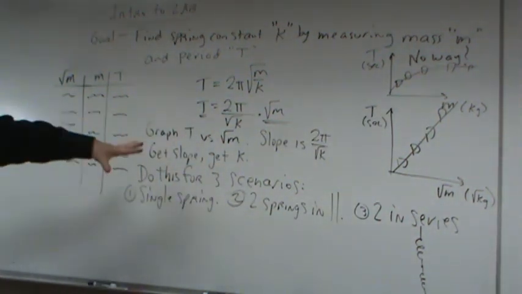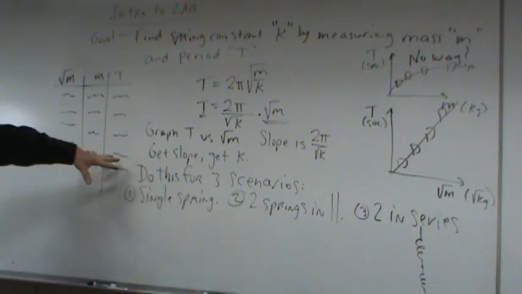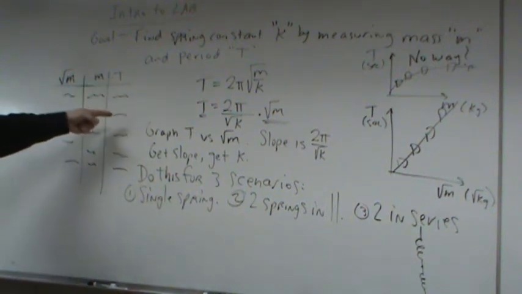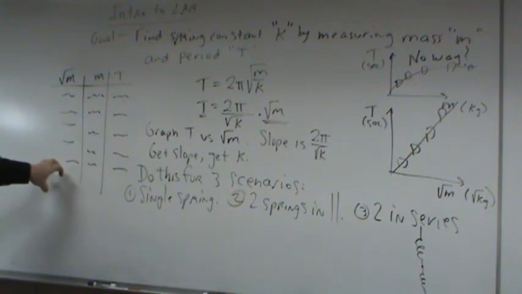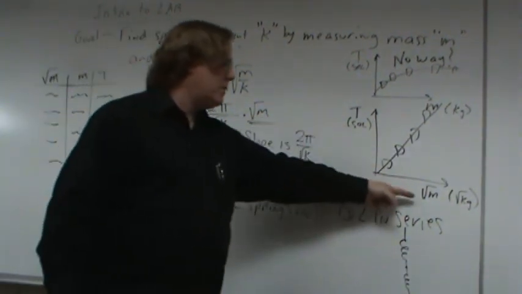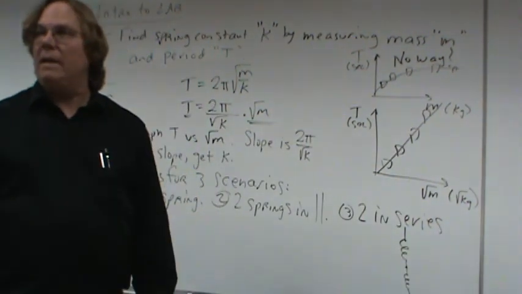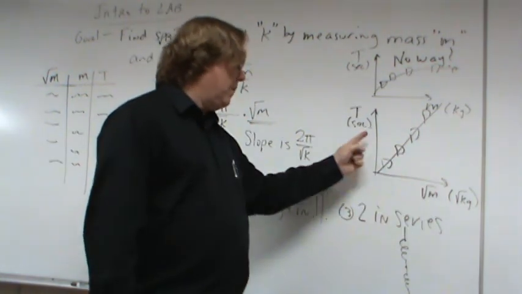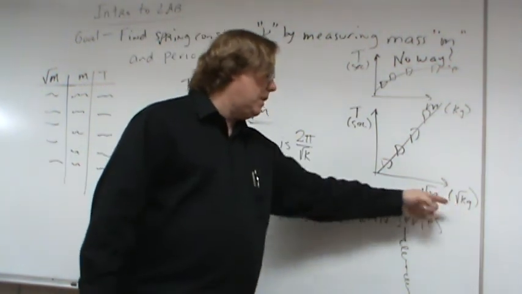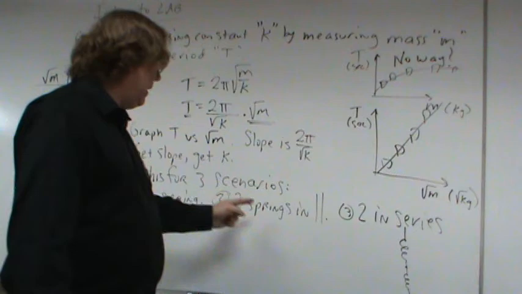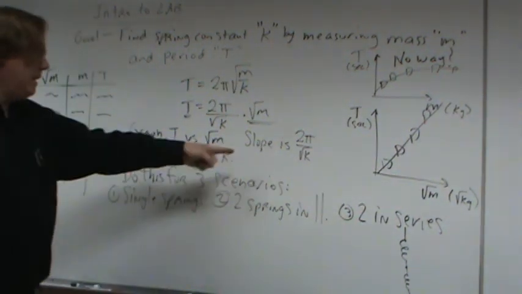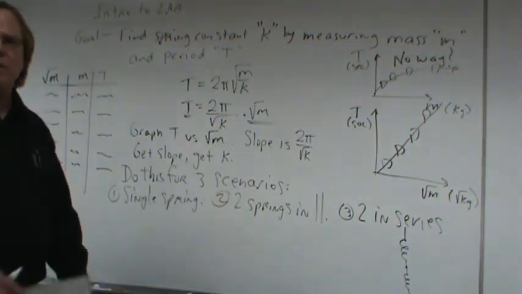So do you guys understand what you're doing? Get a bunch of periods versus masses, then take the square root of the mass, and then graph period versus that. Make sure you make a nice graph. Give me the axes labeled with units. Draw your best fit line. Get the slope. Set it equal to 2 pi over rad k and solve for k.